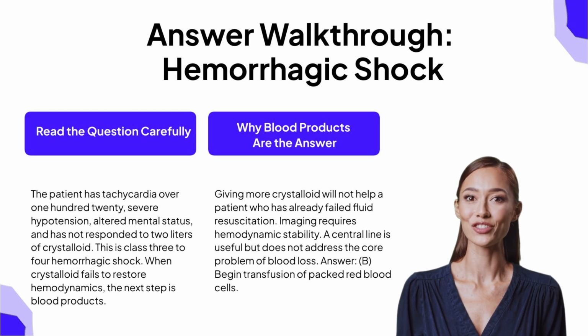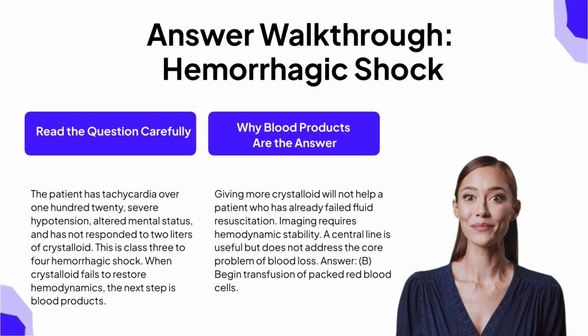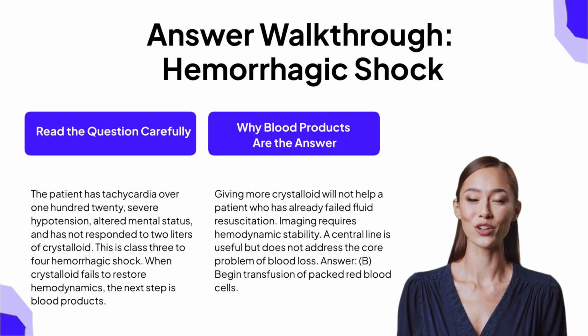When a patient fails to improve with crystalloid, it means the bleeding is significant and ongoing. More crystalloid will only dilute the remaining blood components and worsen coagulopathy. The patient needs oxygen carrying capacity, which means packed red blood cells. Option A, more crystalloid, will not work because she already failed 2 liters.